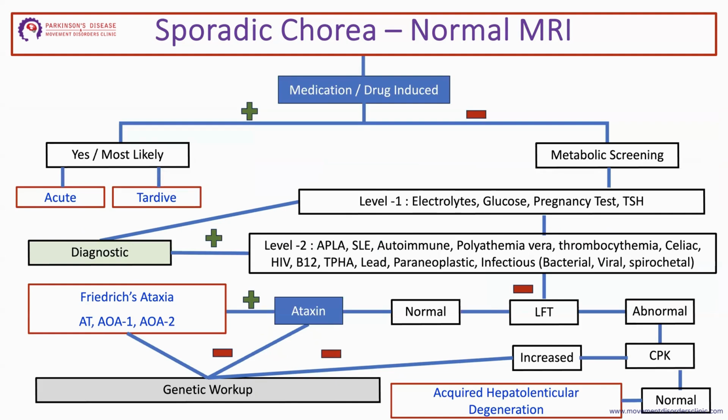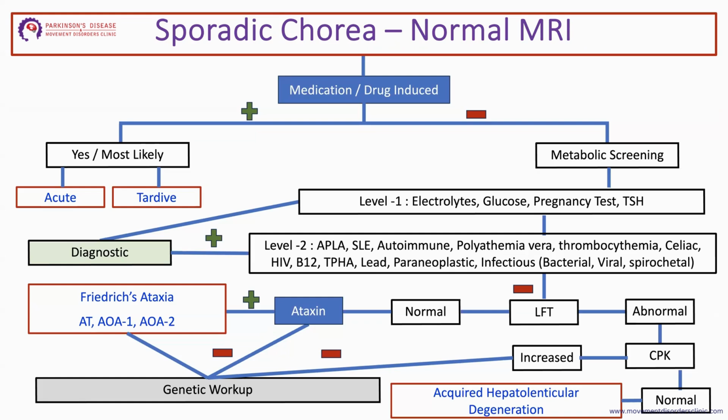So now coming to a brief overview: when you look into sporadic chorea with normal MRI, the most important thing is to look for medication or drug history, if there is an association. If there is a clear acute onset, meaning you've taken the medication and symptoms followed, then it may be an acute drug reaction. Or if people have been chronically exposed, or exposed some time back, then consider tardive syndromes. If there is no history of drug or medication as a possible cause of chorea, then you will go for metabolic screening.